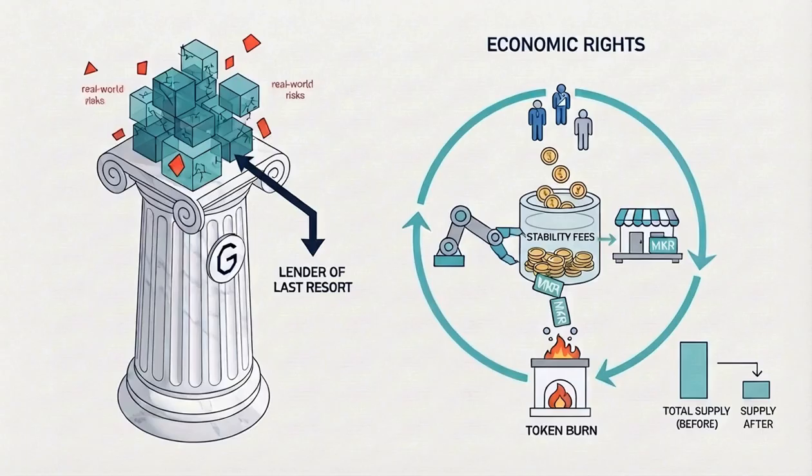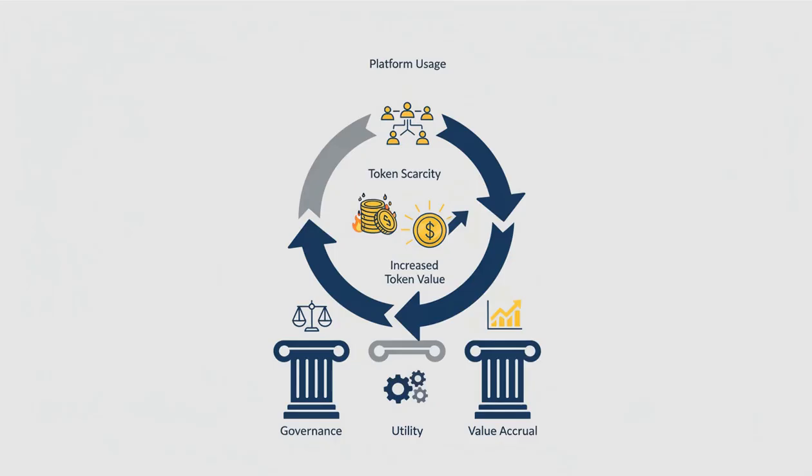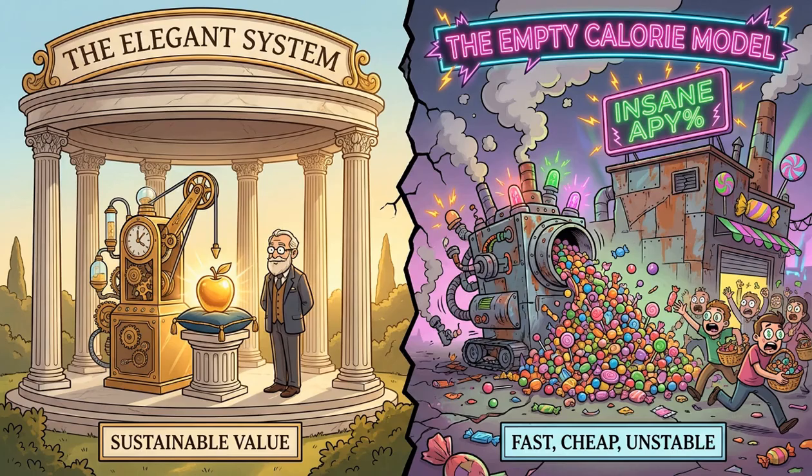And that brings us to the economic rights. Stability fees paid by users are used to buy back MKR on the open market and burn it, permanently removing it from supply. More platform usage leads directly to a scarcer token. It's a beautiful, resilient system where all three pillars, governance, utility, and value accrual, work in perfect harmony.